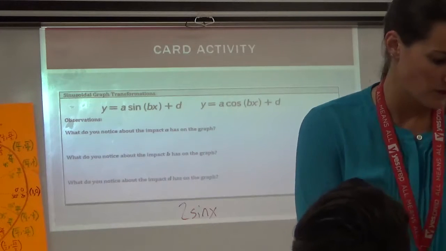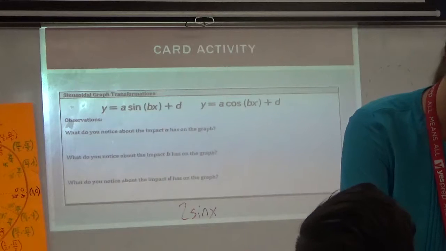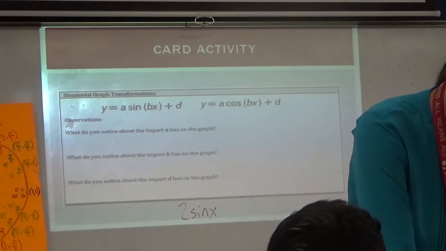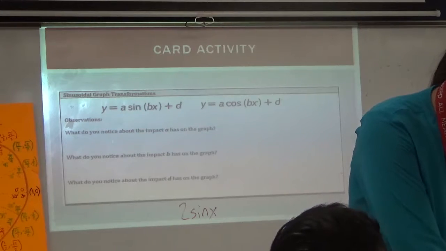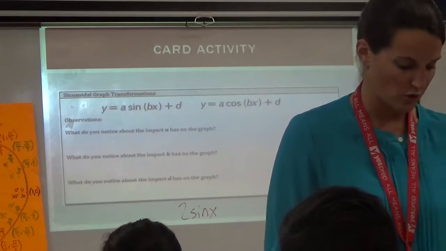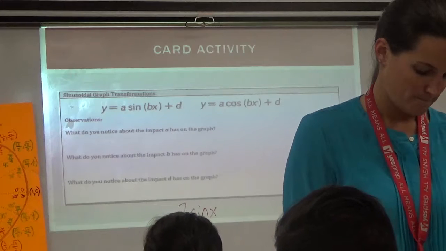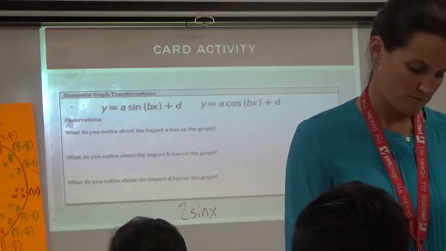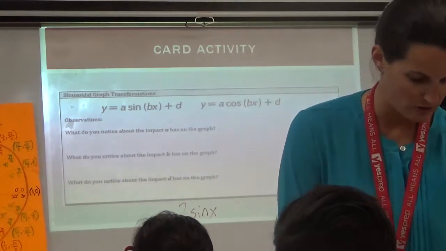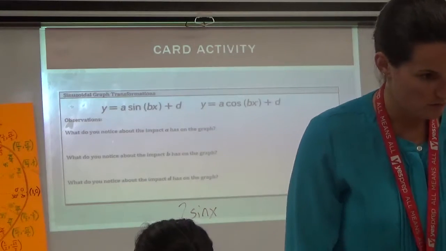Okay, so let's take a look at this one. What do you notice as we change this value from just x to 3x, 2x, 3/4 of x, 1/2 of x? What do you notice about this highlighted graph versus the original? It doesn't have to be perfect.